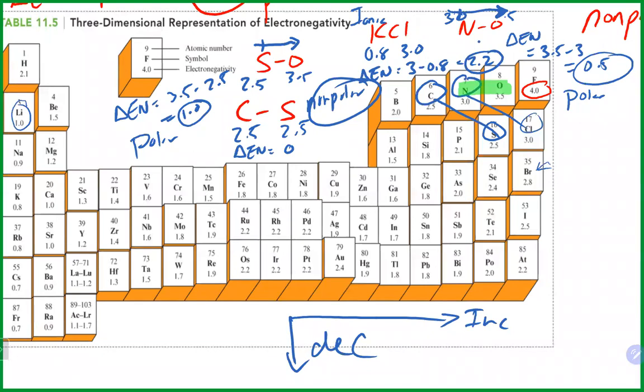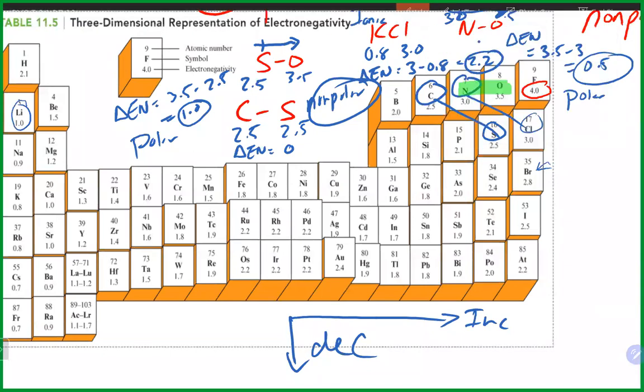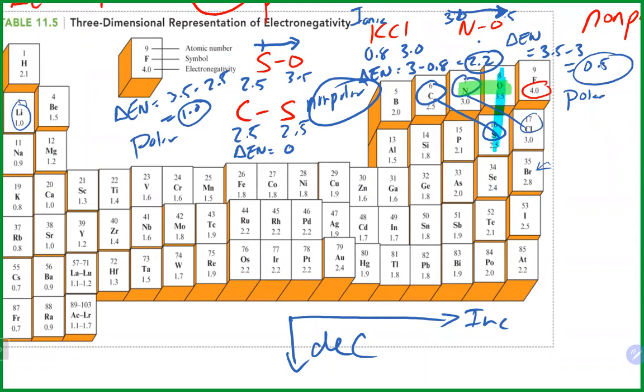And if you look at the sulfur and oxygen one that we did, same deal: they're in the same group on the periodic table. In this case, oxygen is further up in the group, which means it should be more electronegative. So you really wouldn't even need the numbers to make a pretty educated guess that that's going to be polar.